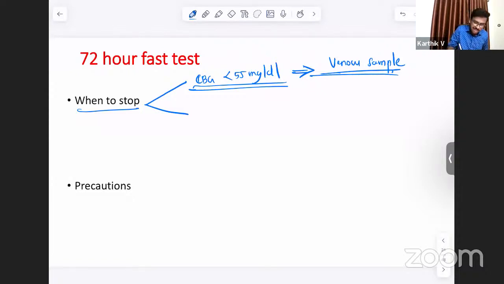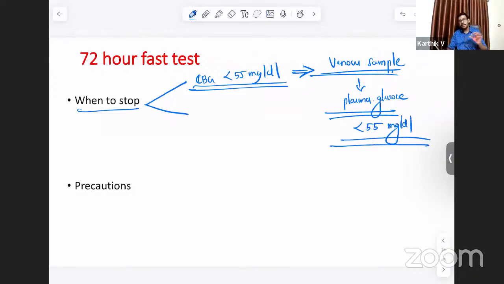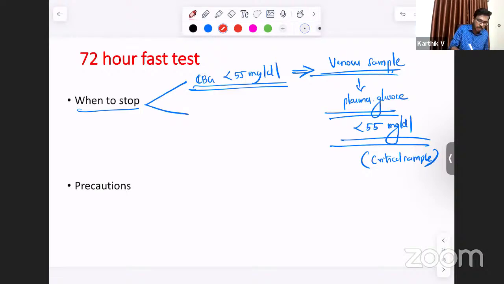Okay, and this venous sample, you ask for plasma glucose, because so far we have been looking at the capillary blood glucose. I've told you the glucometer's value can go wrong at extremes of values. So you check for plasma glucose, and you confirm that that sample is a critical sample only when the plasma glucose is less than 55 milligram per deciliter. Okay, only when the plasma glucose is also less than 55 milligram per deciliter, you call it a critical sample.